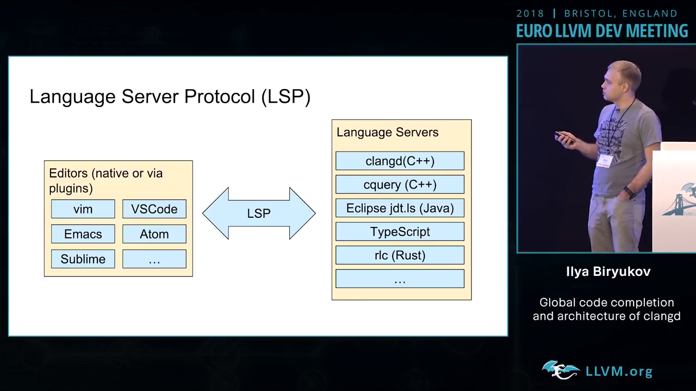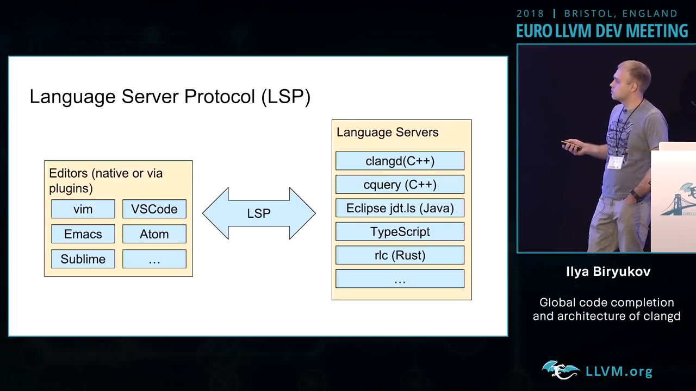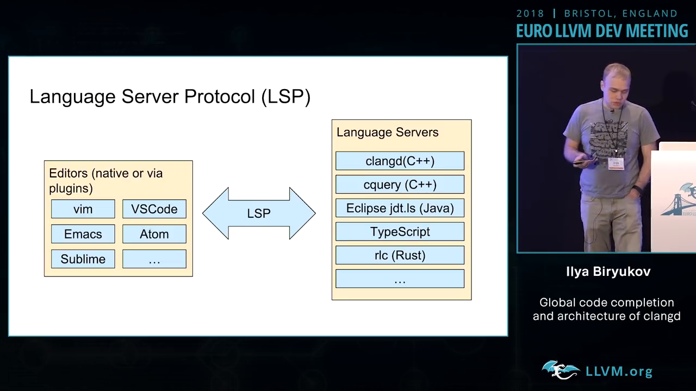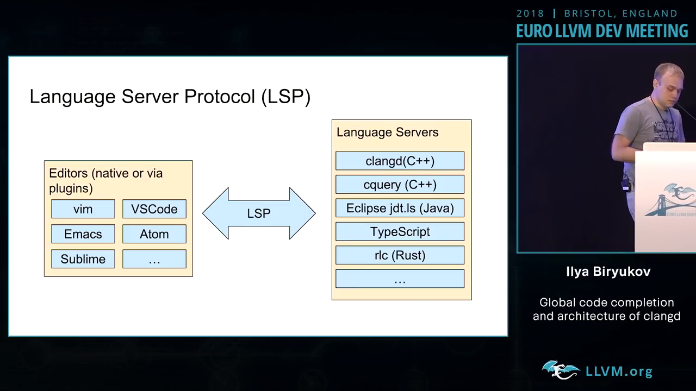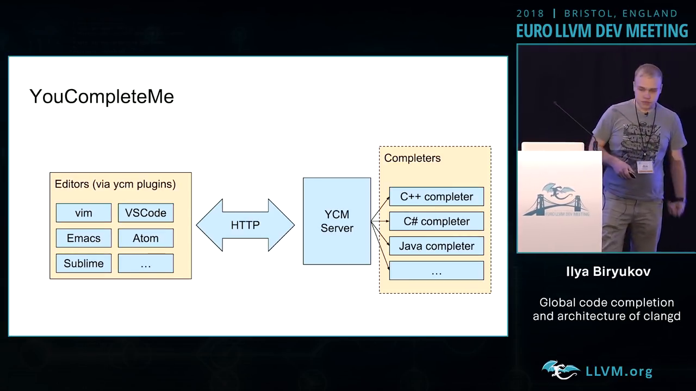And this is where Clangd falls in that diagram. It is a language server for C++, and it uses the standard request-response protocol to talk to the clients and provide all the features.